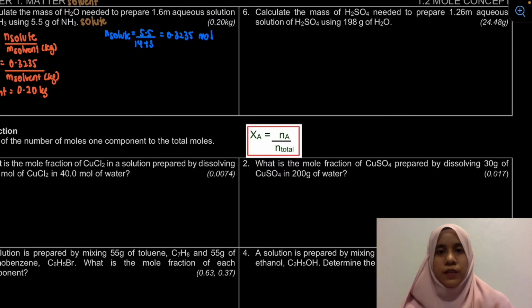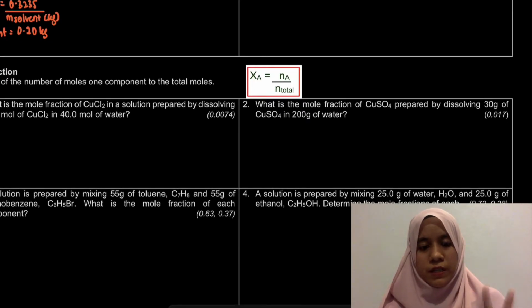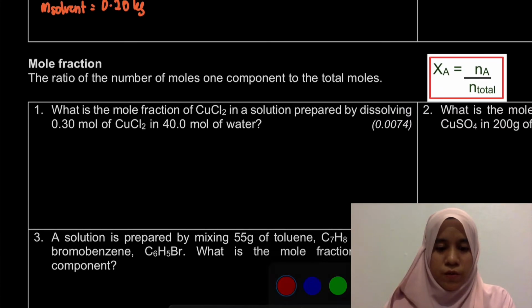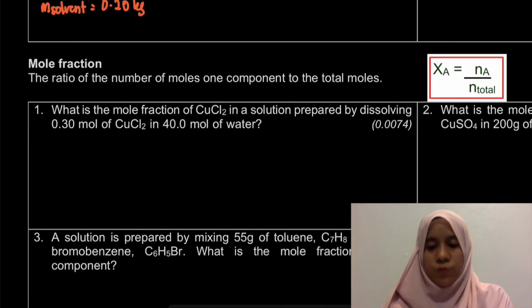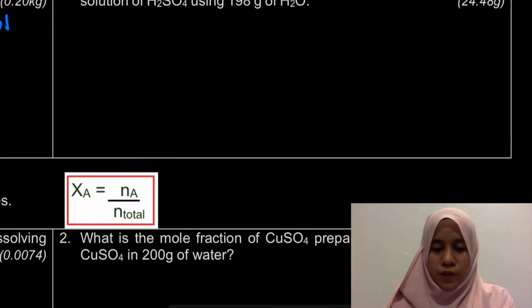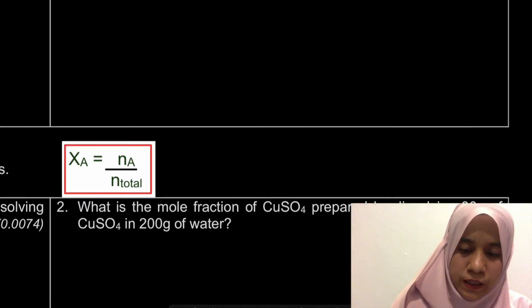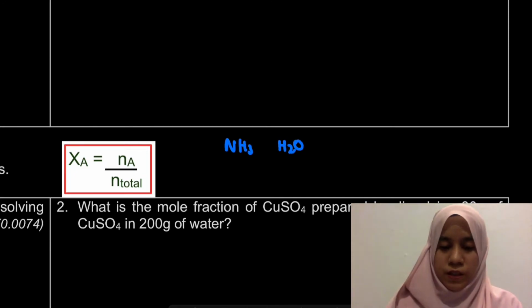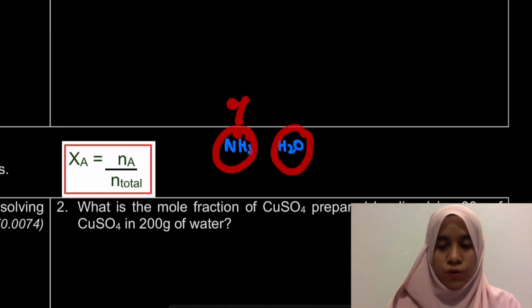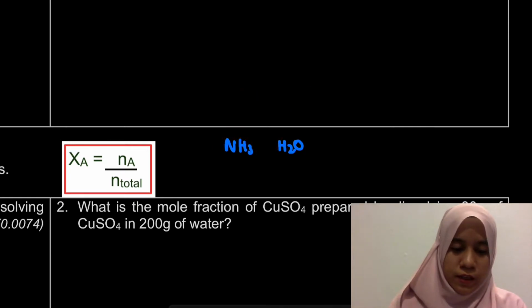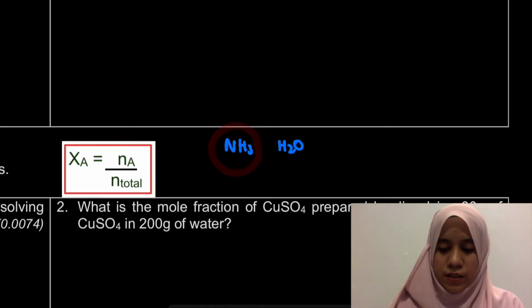The third concentration measurement that we're going to learn is mole fraction. Mole fraction is the ratio of the number of mole of one component to total moles. For example, in a solution of NH3 and H2O, we have only these two components. NH3 is our solute, H2O is our solvent. So we can find the mole fraction of ammonia in the solution.